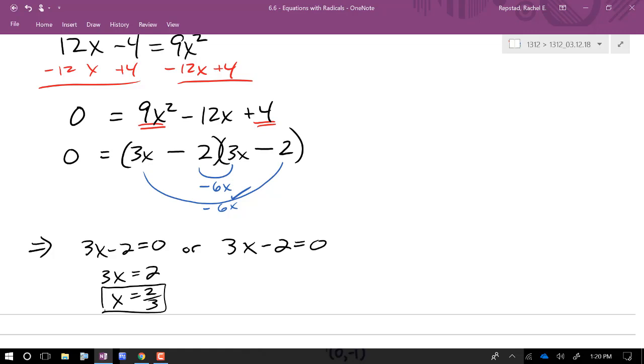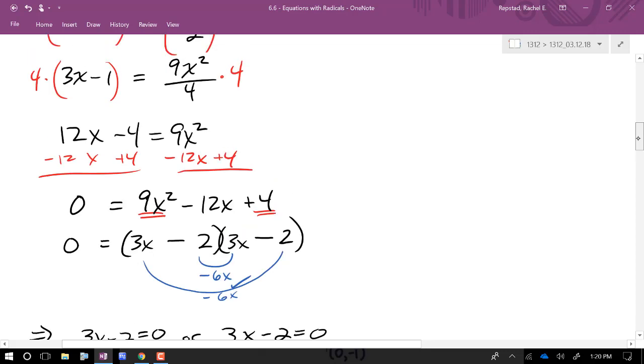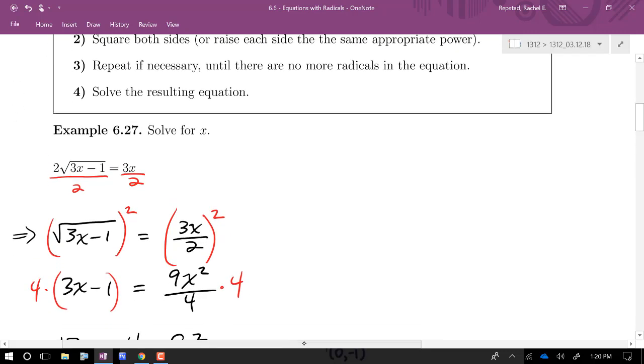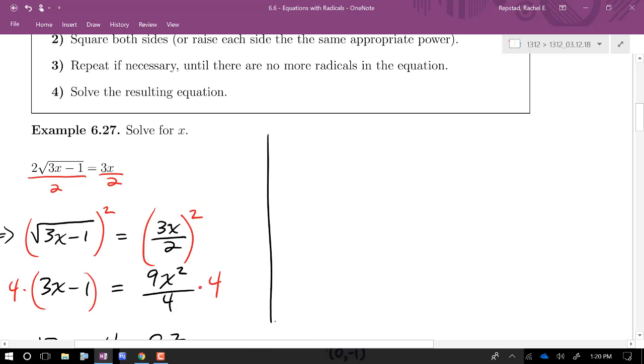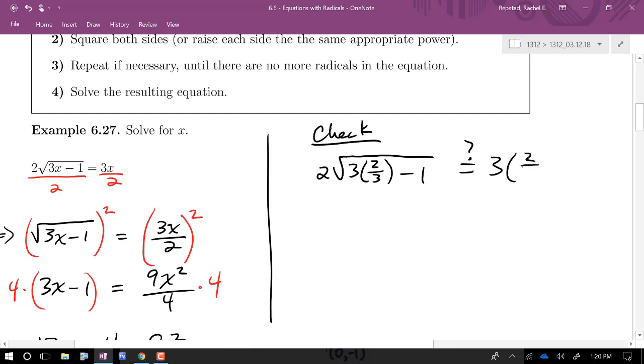So this one answer that we get, chances are pretty good that it'll work out, but I'm not moving on from this example until we do a check, because I know that extraneous roots can happen with equations that have radicals. So I'm checking to see, is 2 times the square root of 3 times 2/3 minus 1 equal to 3 times 2/3?